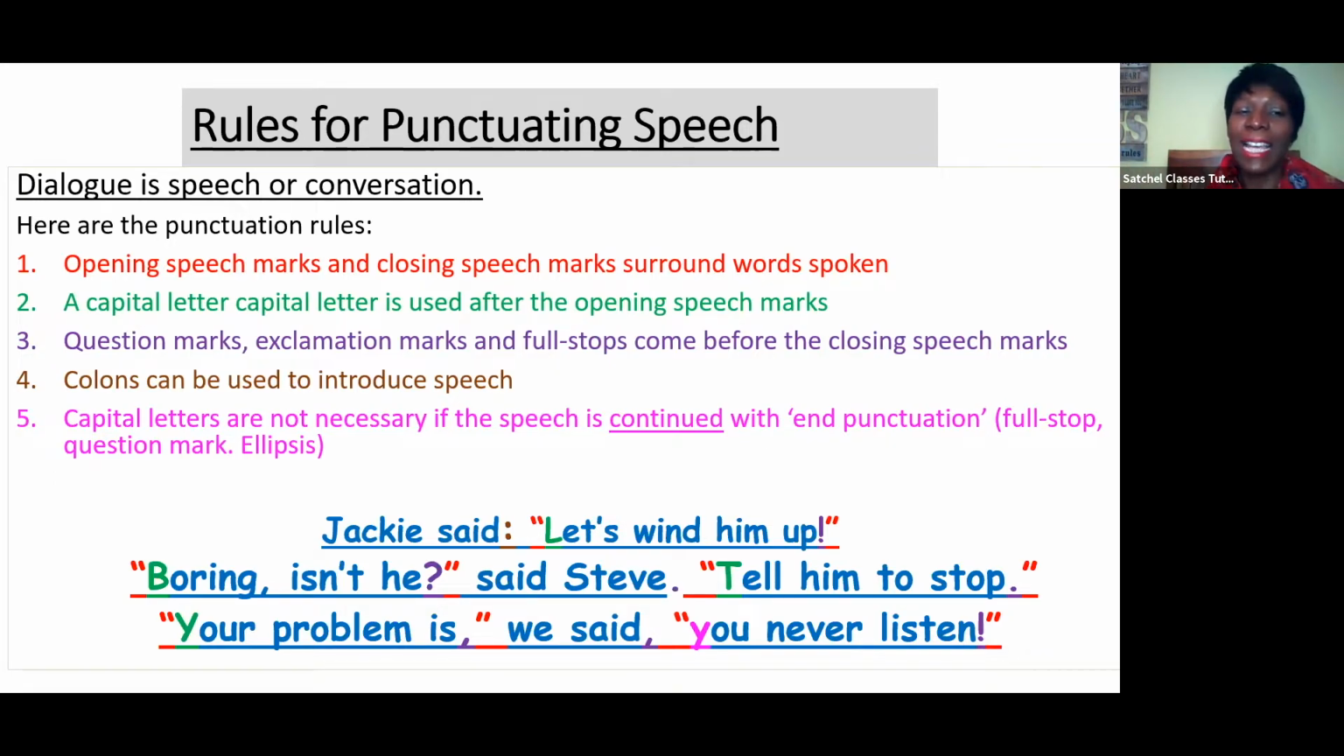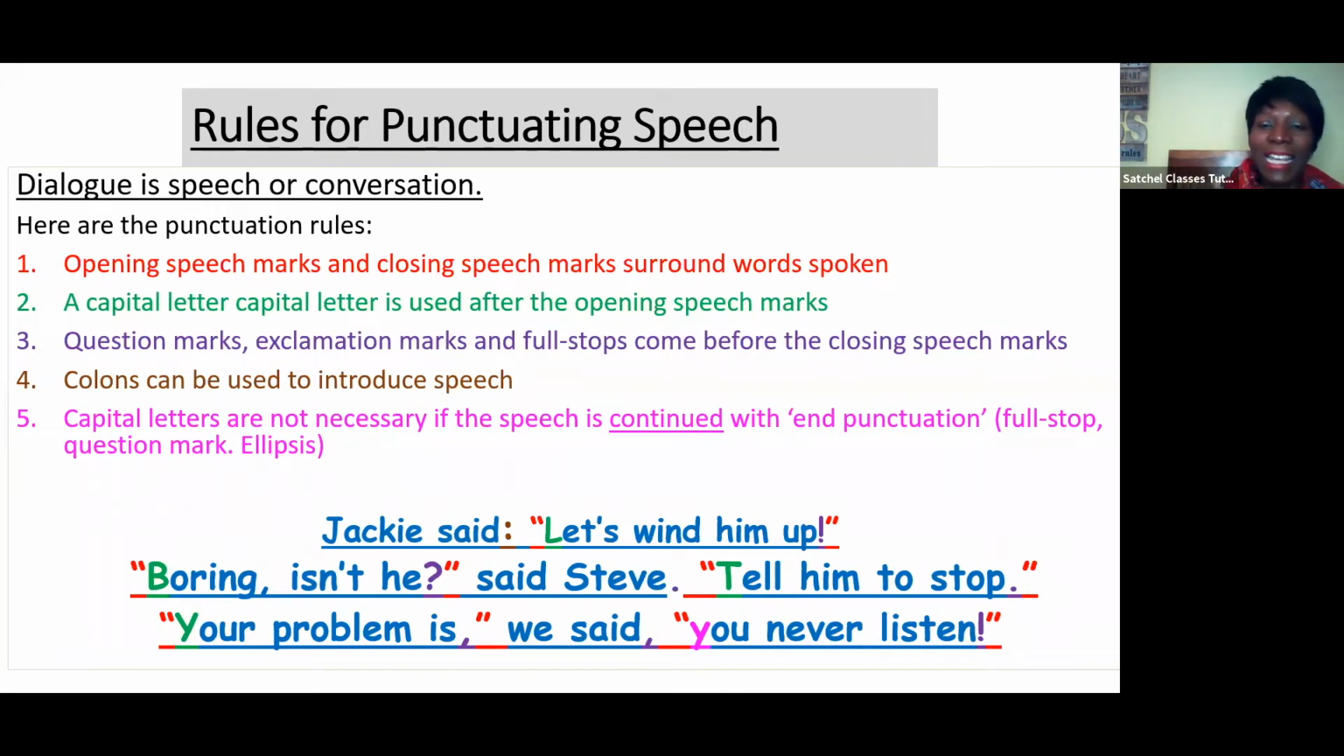We also notice that there's a capital letter after the opening speech marks. "Let's wind him up. Boring. Tell him to stop. Your problem." They have capital letters. They're capitalized because they are directly after the opening speech mark, the first piece of speech that's after a sentence. Then the question marks, the exclamation marks, the full stops are all tucked in before the closing speech marks.